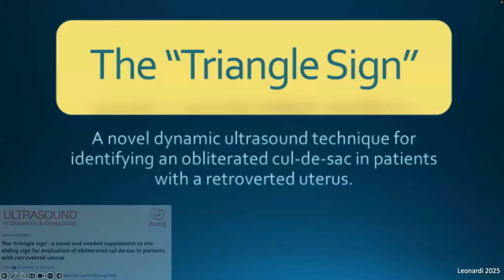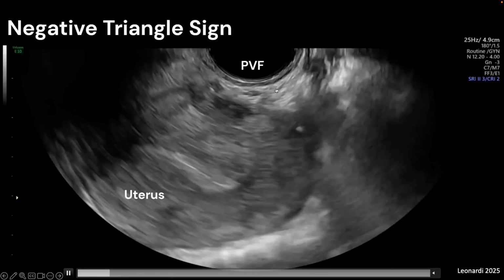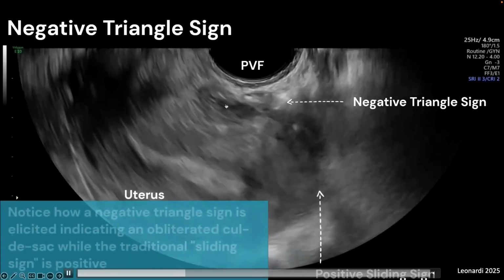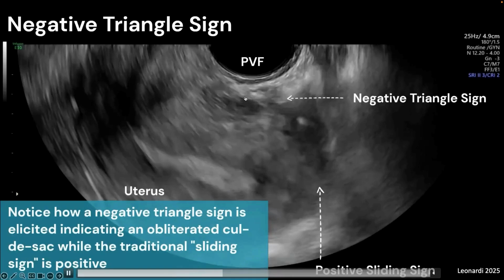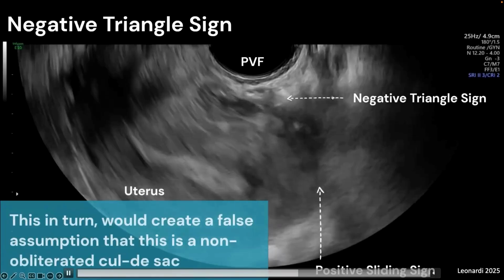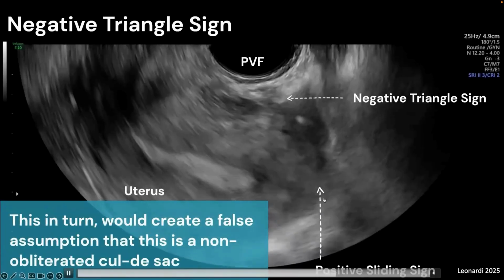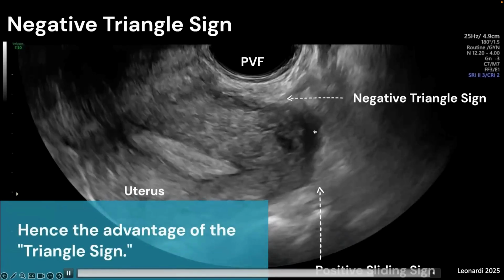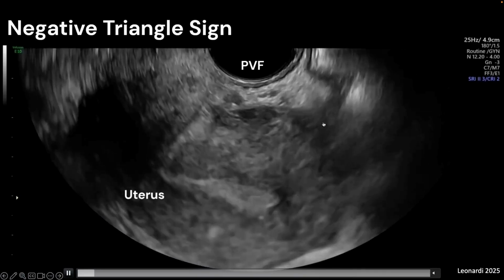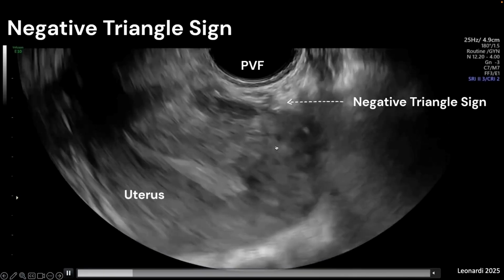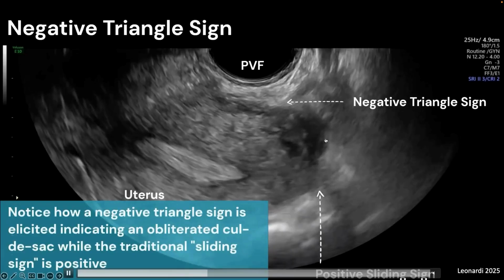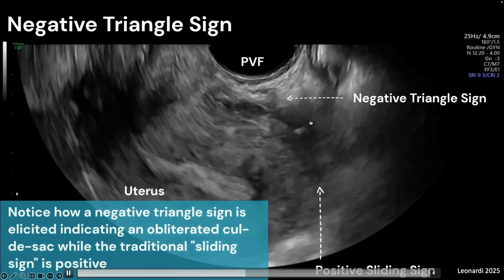Now, the negative triangle sign is seen here. With the release of pressure, we see no filling of fluid, even though there is some fluid in the pouch here. In addition to that lack of movement, that lack of a triangle, i.e. a negative triangle sign, we see that the traditional sliding sign when applying pressure to the level of the fundus is actually sliding relative to the bowel. So this may have been historically a false negative, whereby we said that things were sliding, but actually it's not sliding. And this patient could have surgery where the impact would be either abandoned or an incomplete surgery.